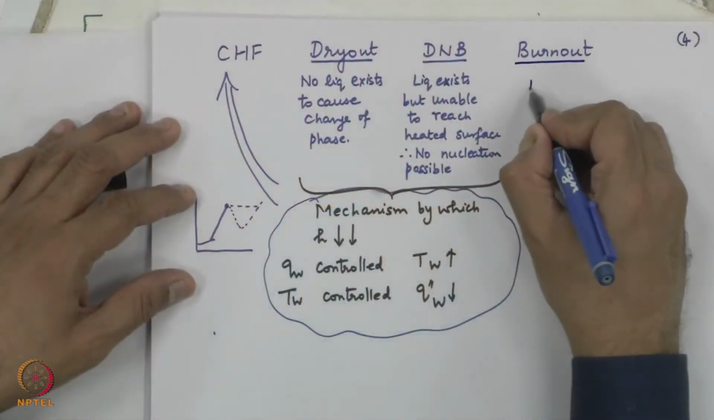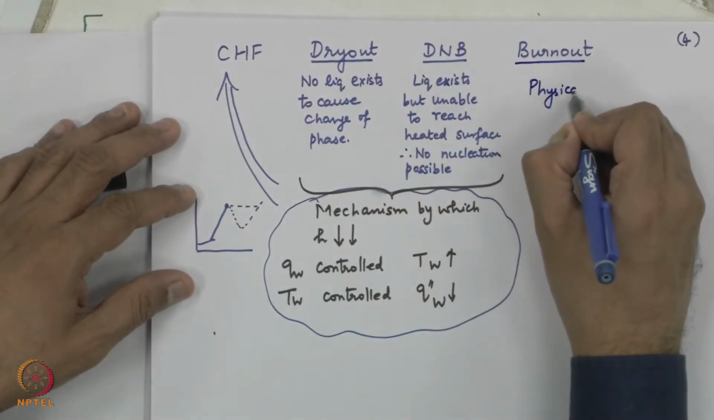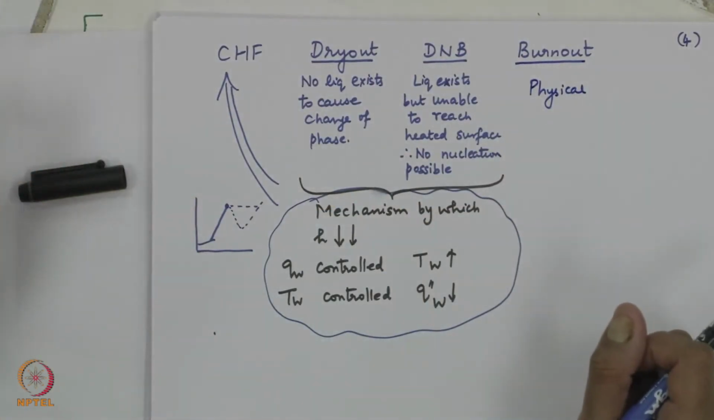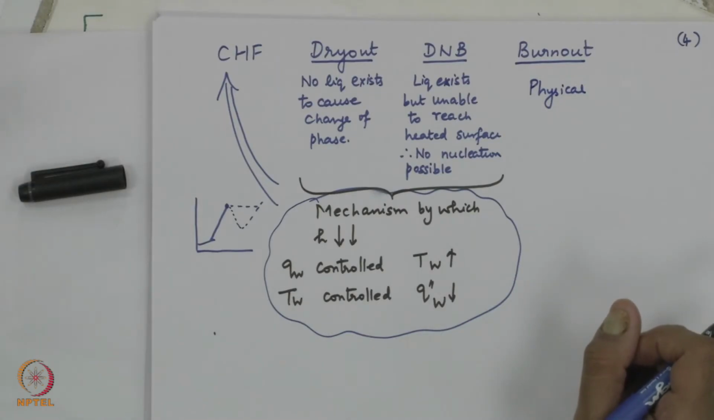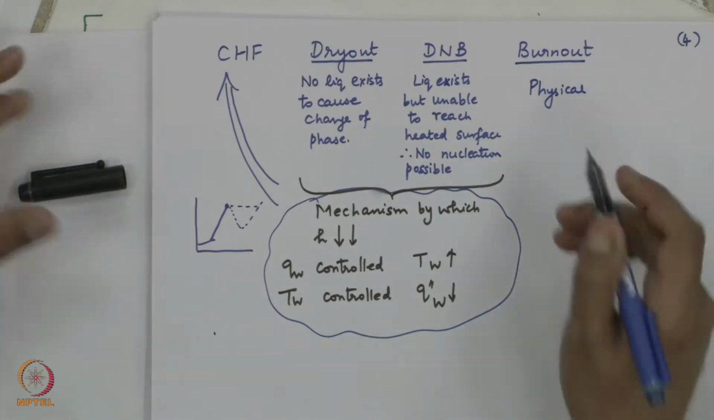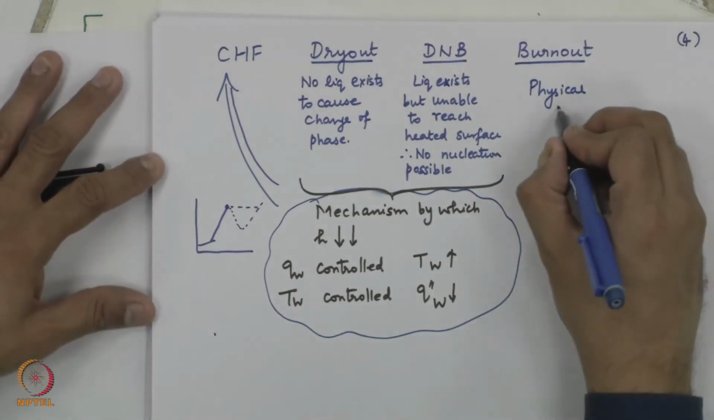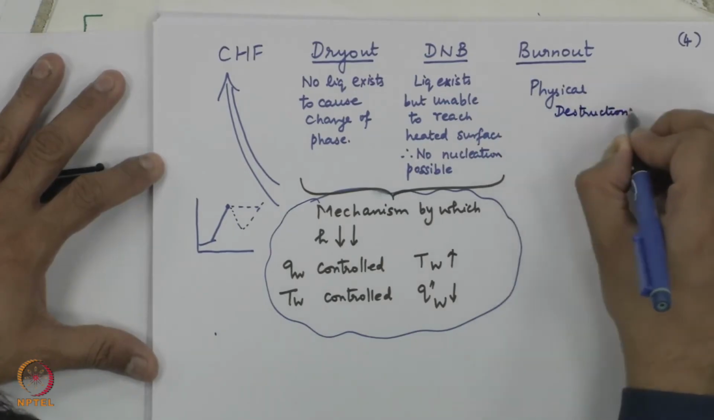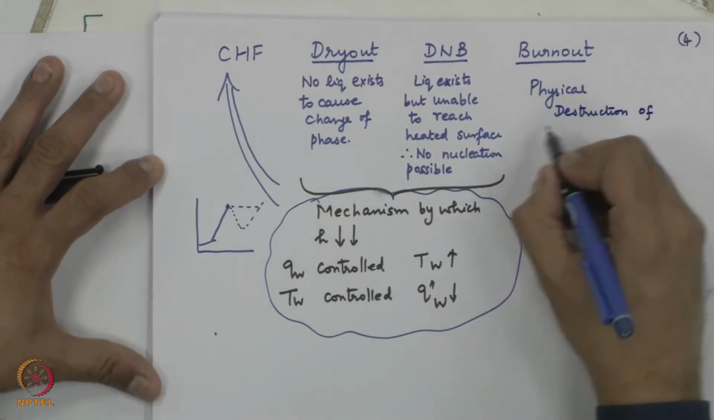What is burnout? Burnout refers to the physical destruction of the surface. So, you would have been told, with the immersion heater that you would use for getting hot water, sometimes you would just turn on the power without having water in the bucket. What would happen is the coil would completely get shorted and you would have physical destruction of the surface. This is because there is no sink for the heat to be removed.